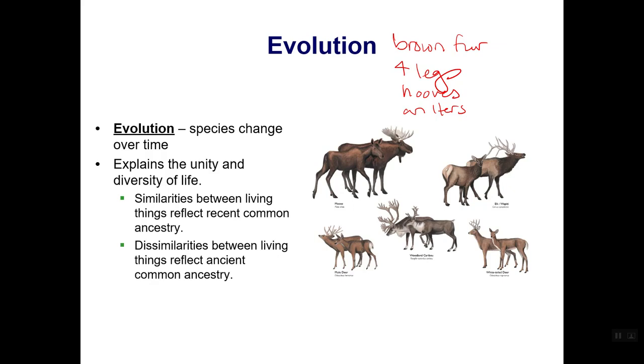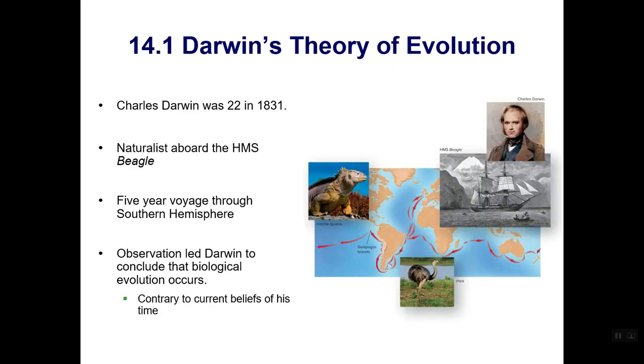And evolution explains why we have this unity, these similarities, but these differences as well. So that's what evolution is. So this thought process, as it was a thought process back in this time in 1831, began with Charles Darwin. And at this time, Charles Darwin was only 22 years old. He was college educated. As part of his studies, he desired to travel the world and observe his environment around him. We call those people naturalists. They like to observe the natural world.